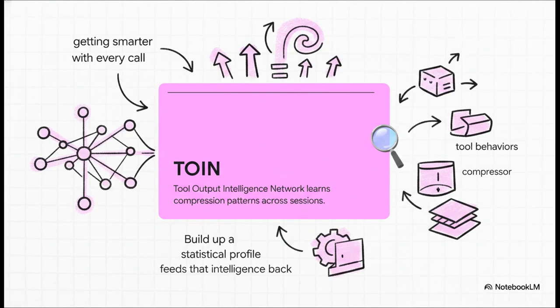Furthermore, Headroom is actually getting smarter with every single call, thanks to Tween, the tool output intelligence network. It doesn't just rely on cold start heuristics forever. As a tool is used repeatedly across your sessions, Tween builds up a highly detailed statistical profile. It learns exactly which fields matter to your specific LLM, which items actually get retrieved from the CCR cache, and what compression strategies are most effective. It learns your specific tool behaviors over time and feeds that intelligence right back into the Smart Crusher.